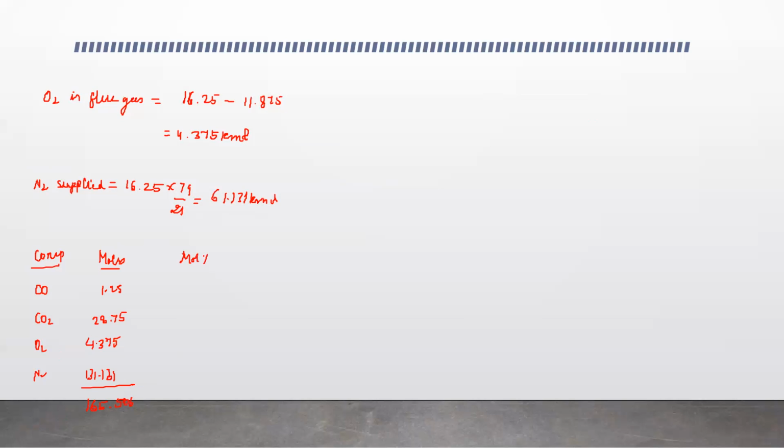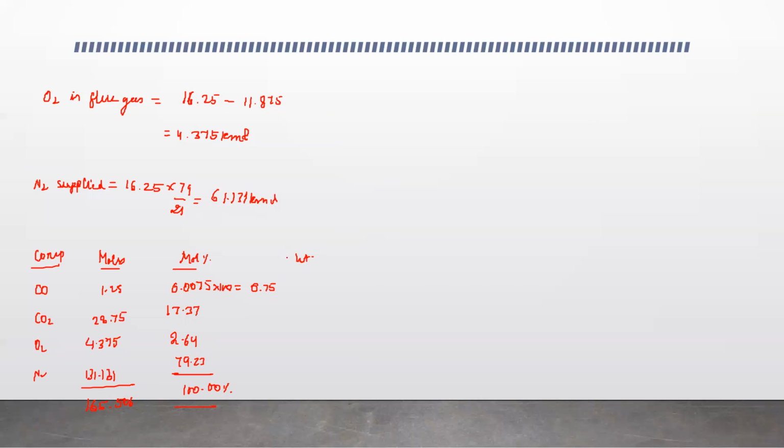The mole fraction of carbon monoxide is of course 0.0075. Actually, this is not mole percent, this is a fraction. Multiply this by 100, so that gives you 0.75% carbon monoxide, 17.37% carbon dioxide, 2.64% oxygen, and 79.23% nitrogen. So we add, and this is what we're going to get.